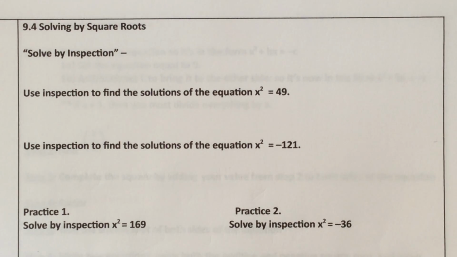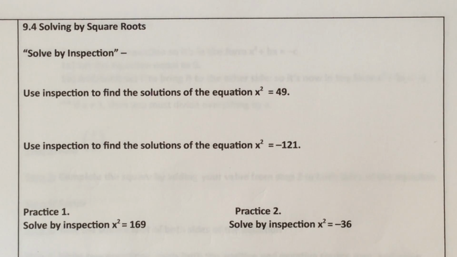Okay, the second method to solve for quadratics is by square roots. Now, this is a method you're probably not going to use very often. In fact, you're only going to use it if there is no b term. So if you're looking at the problem and you don't see an x with a number, like 7x, you are not going to use square roots.